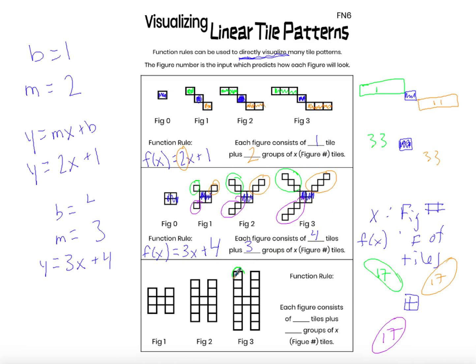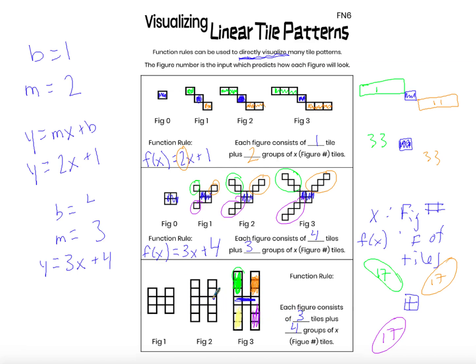Here's a group of 3. Shade it. 1, 2, 3. Another group of 3. That's 2 groups of 3. 3 groups of 3. Need another color here. 4 groups of 3. So it's looking like I have 4 groups of x. There's 4 groups of 3 plus those 3 in the middle. So each figure consists of 3 tiles plus 4 groups of x.